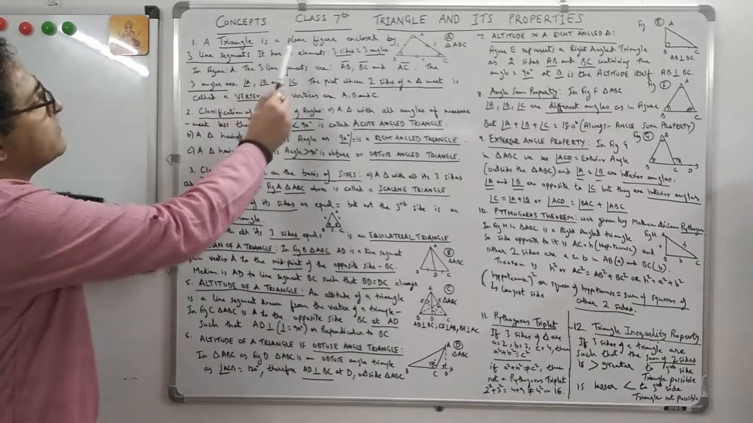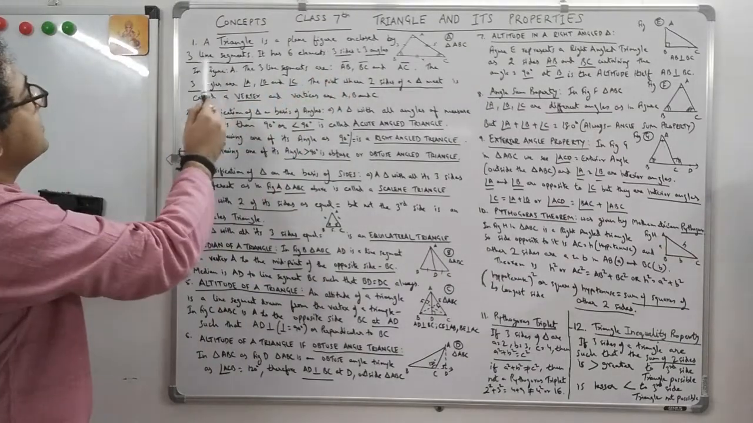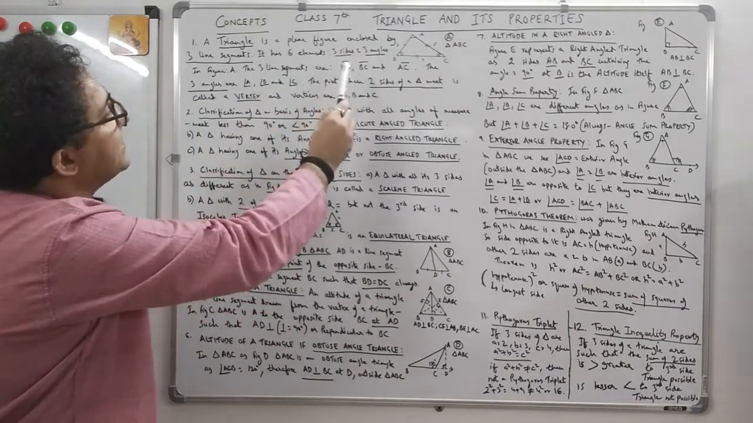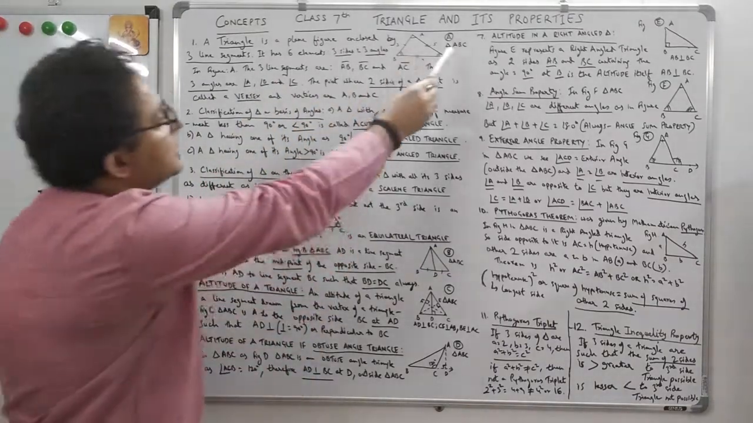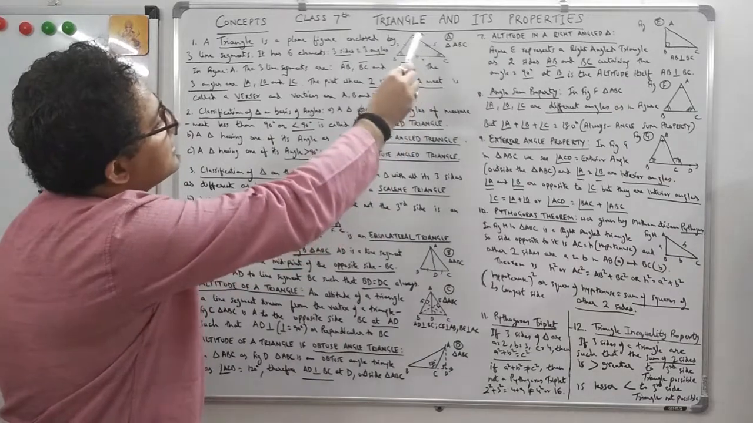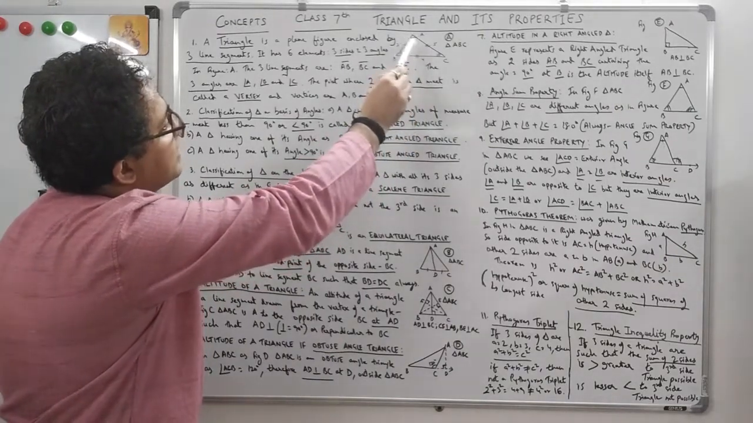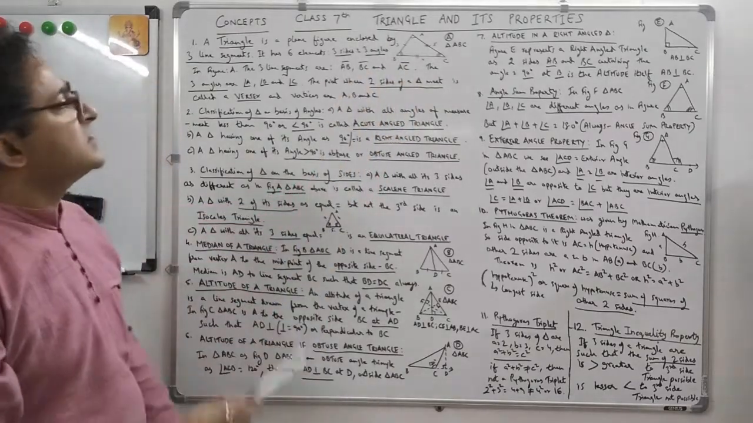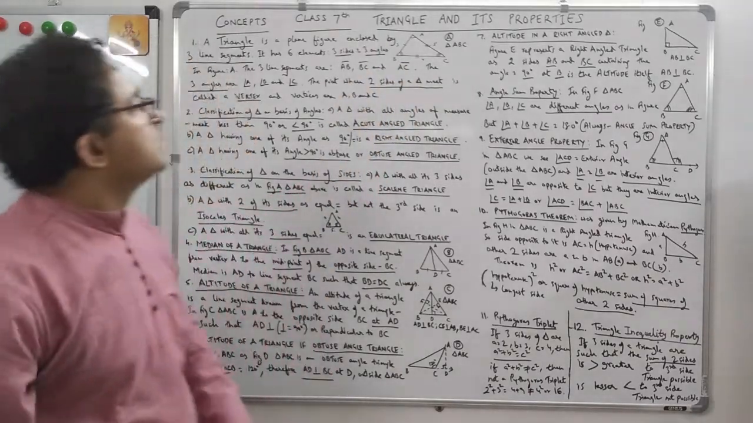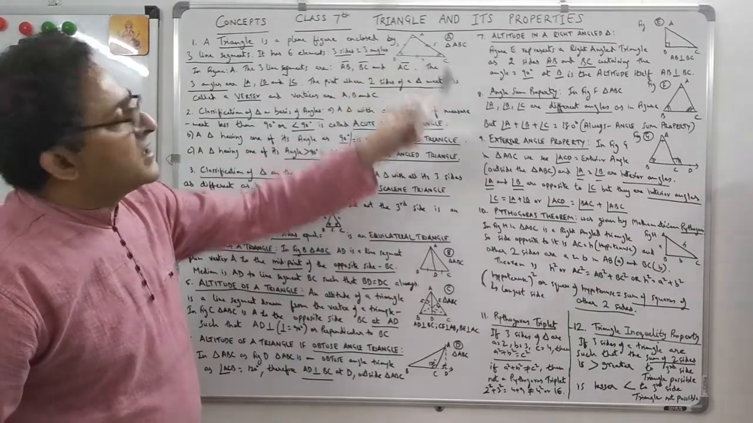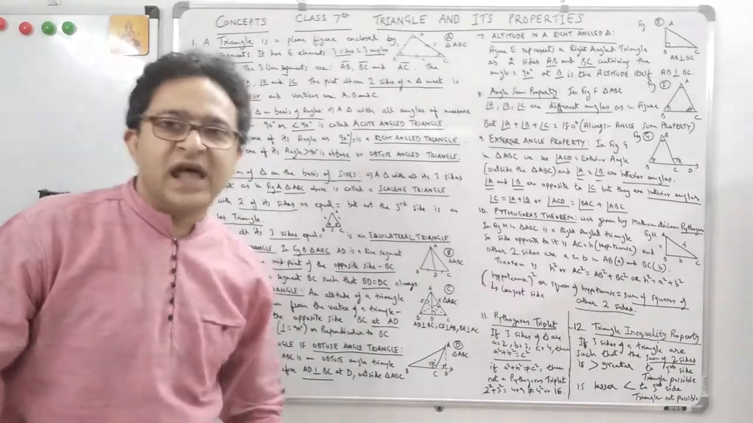A triangle is a plane figure enclosed by 3 line segments. It has 6 elements, 3 sides and 3 angles. So you see the figure A here for triangle ABC, angle A, angle B, angle C. There is 1 dash, 2 dash and 3 dash, which means these are 3 different angles. This can be 40, this can be 50. So this way there are different angles. This is how you denote angles.